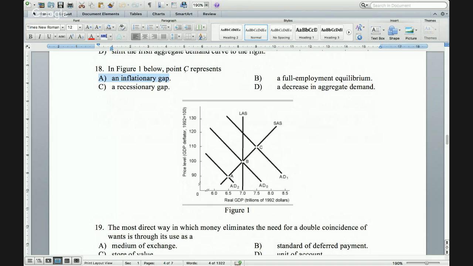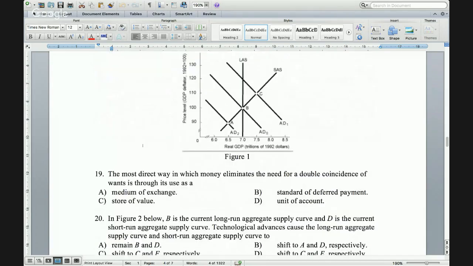Again, just look out for subtle changes to this question. We could say in figure 1 below, point A represents a recessionary gap, also known as an unemployment gap. 19.